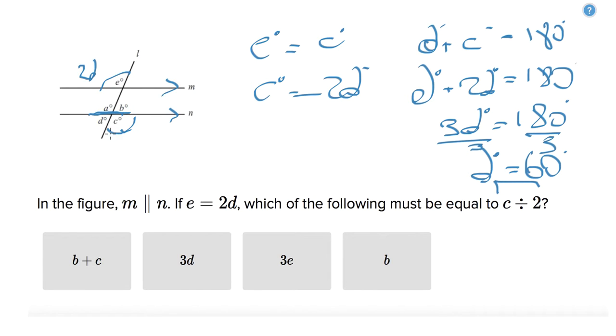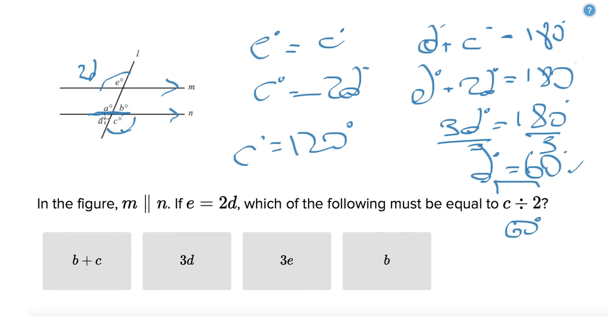Awesome. So now we're trying to figure out what C is going to be. Well, if D equals 60 degrees and C equals 2D, well, then we know that C is going to have to equal 120 degrees. So if we're going to divide 120 by 2 to get whatever we want, we're going to end up with 60 degrees as well. So basically we want which of these letters equals 60 degrees. So we already know D does, but D isn't one of the answer choices.